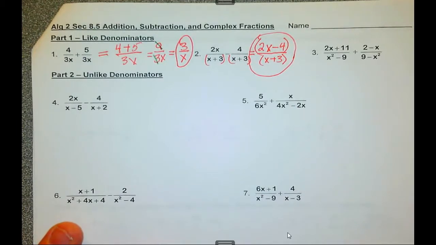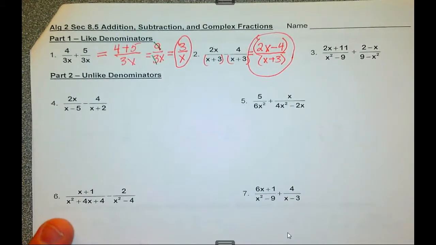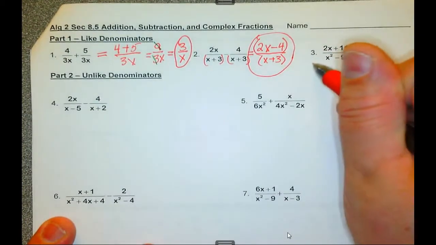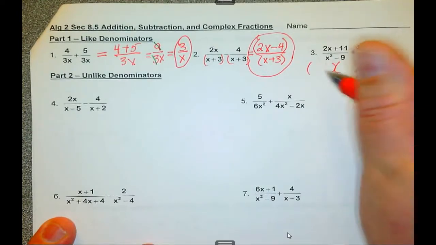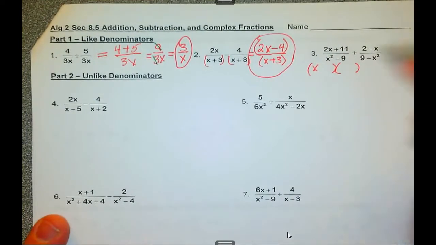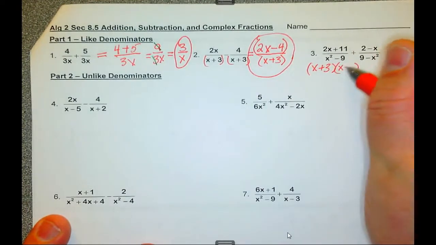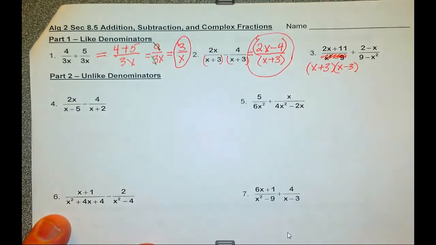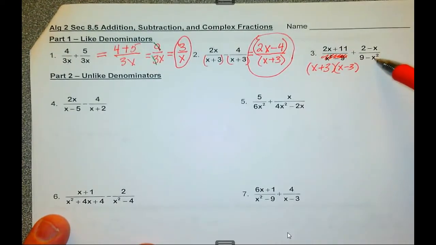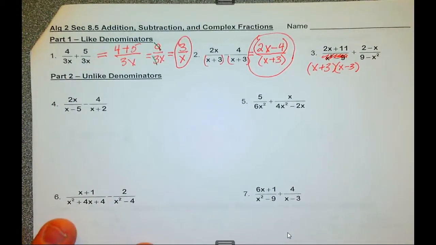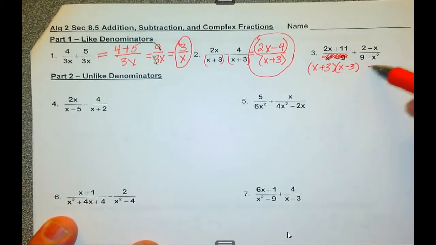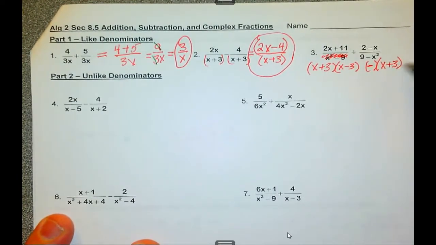Number 3, I have to factor the denominators first. What's x squared minus 9? It's a difference of squares, so it's x plus 3, x minus 3. That's my new denominator. Now, this is almost like that problem that we were just talking about on your practice sheet. So I'm going to factor out a negative 1, and then I've got my x plus 3 and x minus 3.